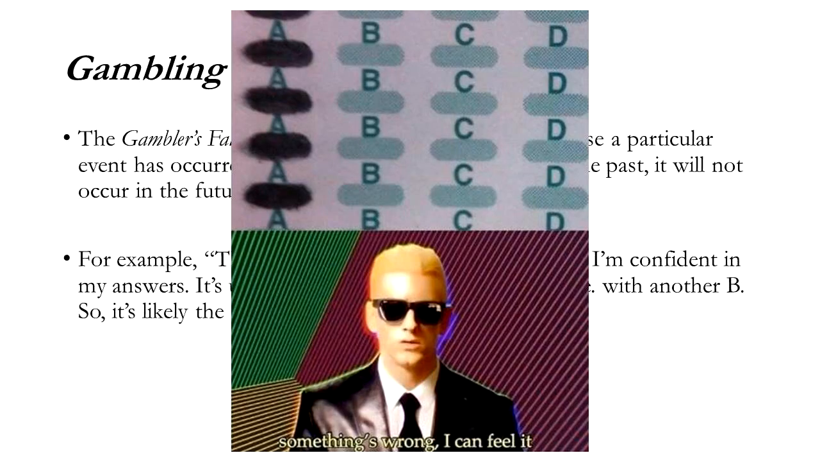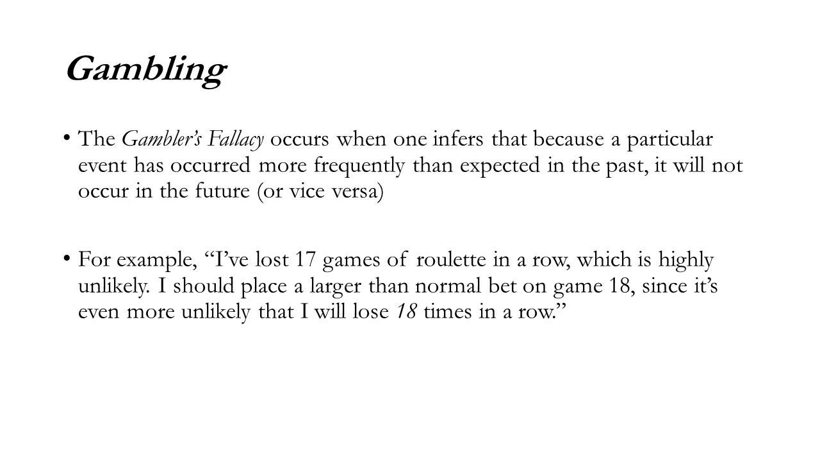Now, here's another example. I've lost 17 games of roulette in a row, which is highly unlikely. I should place a larger than normal bet on game 18 since it's even more unlikely that I will lose 18 times in a row. You can probably see the sort of provenance in the name, right? Gambler's fallacy. I can't keep losing.